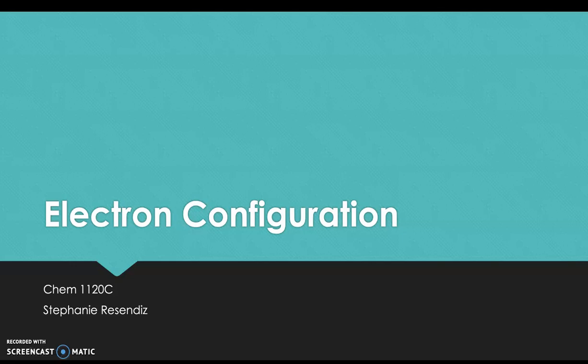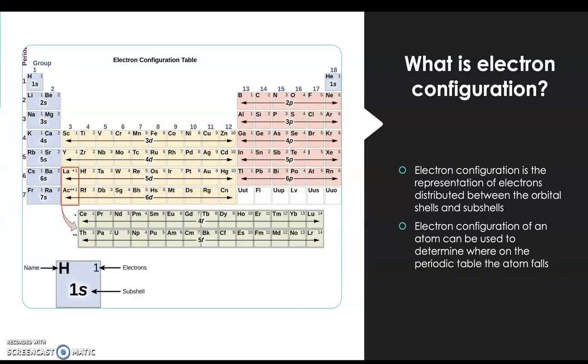Today we're going to be talking about electron configuration. What is electron configuration? Electron configuration is a representation of electrons distributed between the orbital shells and subshells. The electron configuration of an atom can be used to determine where on the periodic table the atom falls.